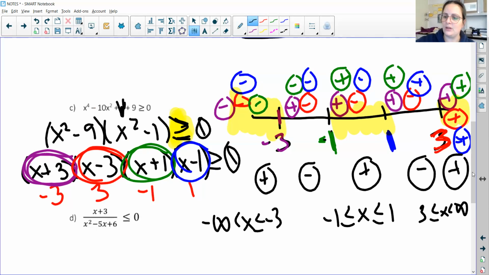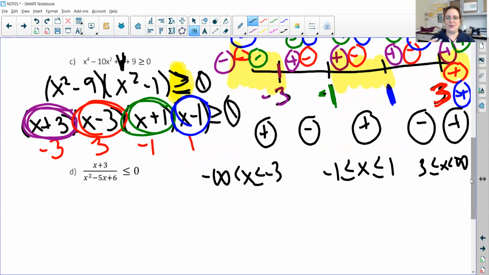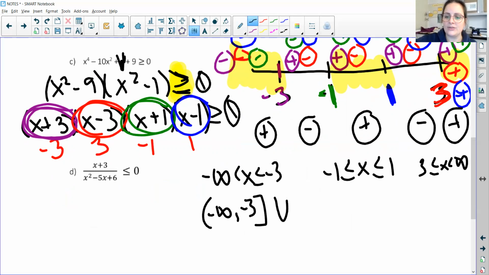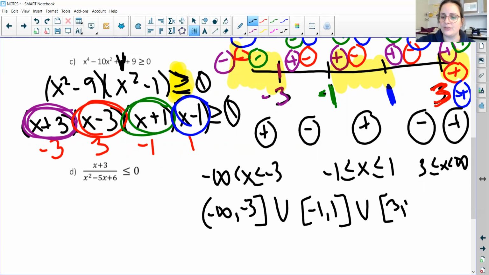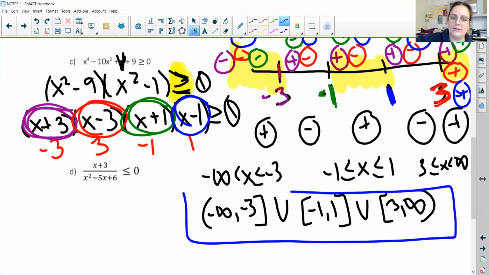And of course, you can never equal infinity. So how you would say this in condensed math speech is circular bracket, negative infinity, comma, -3 square bracket, because it can equal -3, or square bracket, -1 to 1 square bracket, or square bracket 3 to positive infinity circular bracket. And that is our final answer.